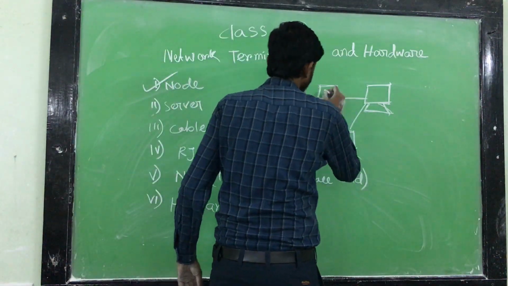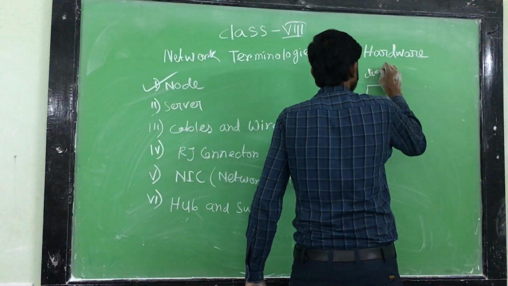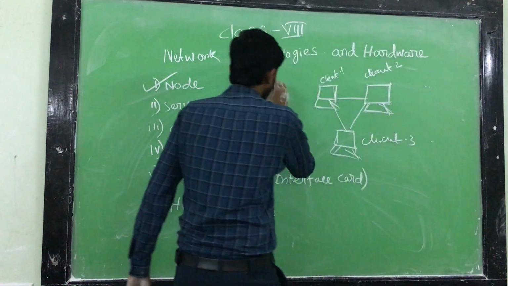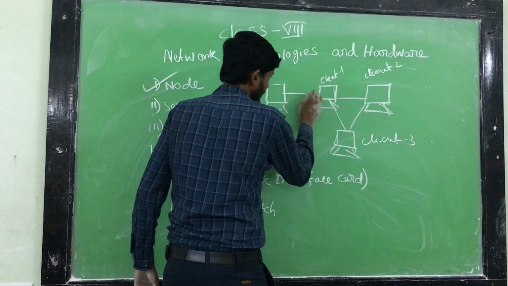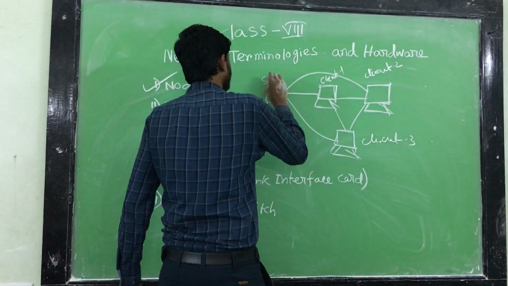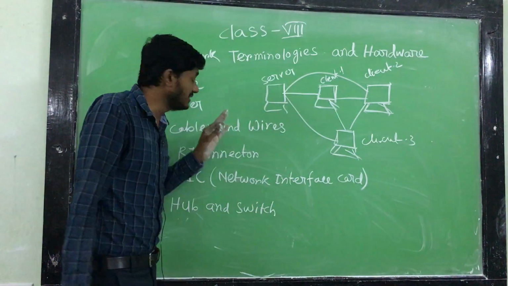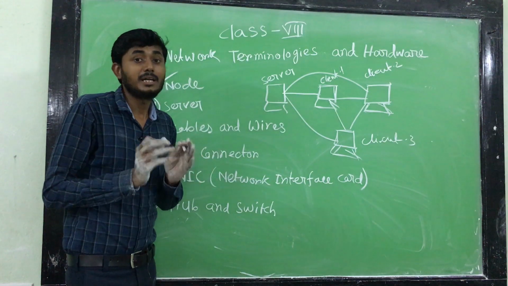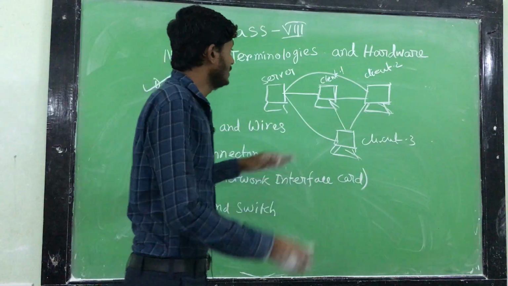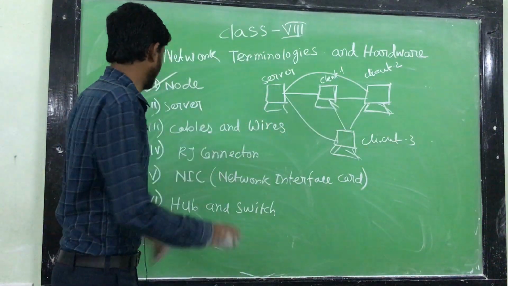Suppose this is a network, this is client 1, this is client 2, this is client 3, and this one is the server machine connected to these. This is the server. Server is basically a computer which can easily share data, information or resources, software, hardware among the clients. This is called server. Clear? So the second one is server.